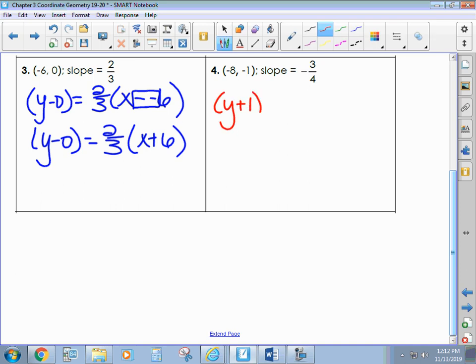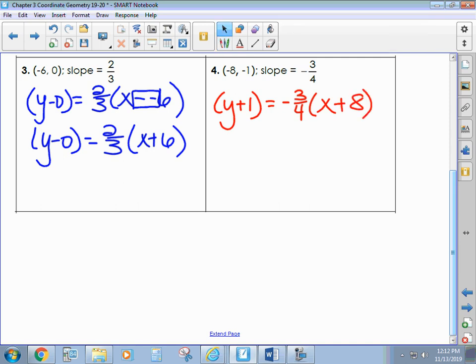Y plus 1 equals negative 3/4 x plus 8. Not too bad? All right.